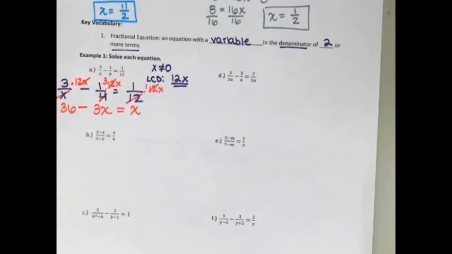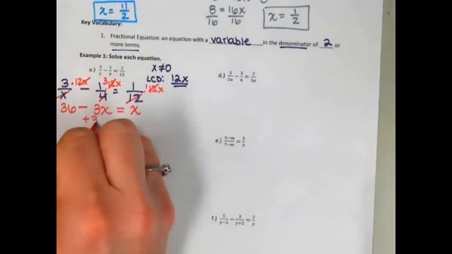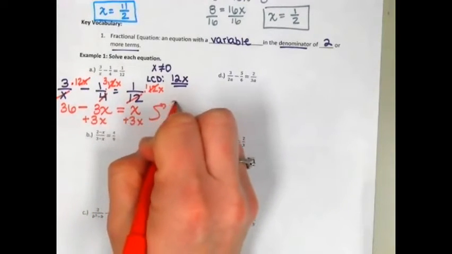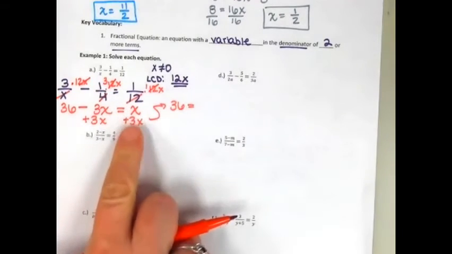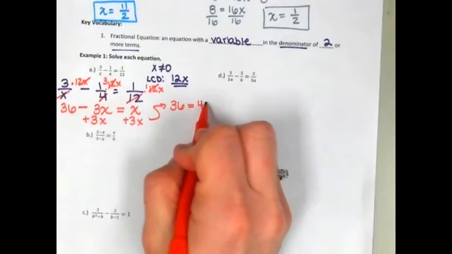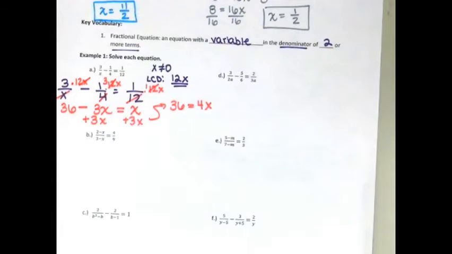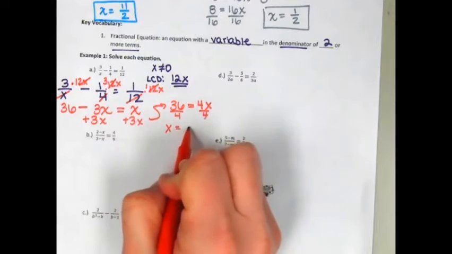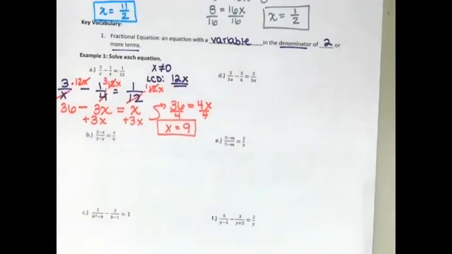We don't have any fractions anymore, do we? No. Can we go ahead and solve this? Yeah. How do I move 3x to the other side? Add it. So we get 36 equals, what's 1x plus 3x? 4x. And then how do I get rid of the 4? Divide by 4, and x is 9. There you go. x is 9.